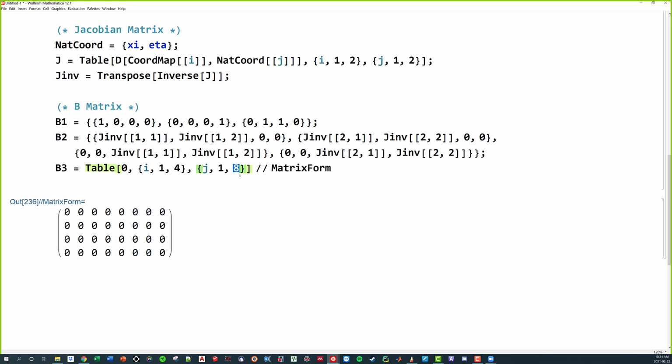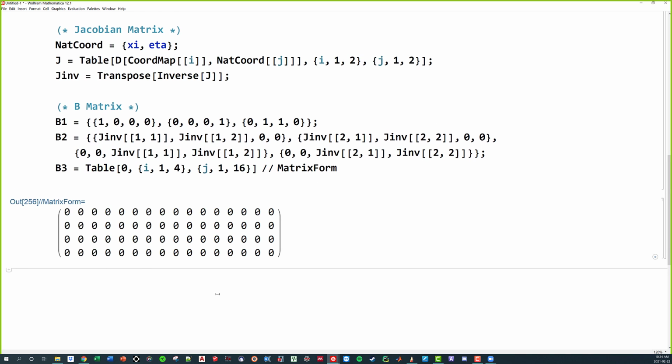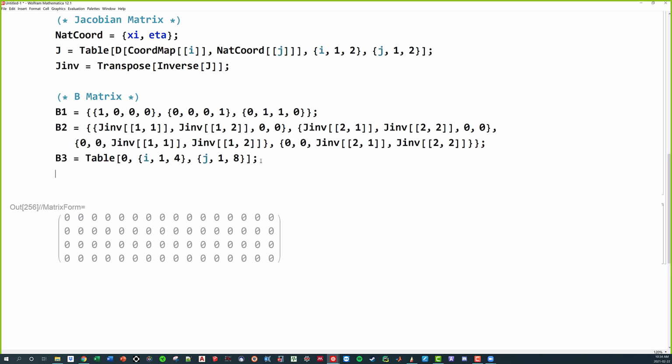This second part is going to change. This will go from 8 to 16. So we're going to have something like this for our 8-node element. But right now we're just going from 1 to 8. So again, as you guys have seen, all we did was create basically an empty matrix of the appropriate size. But now we're going to use a loop to fill that matrix.